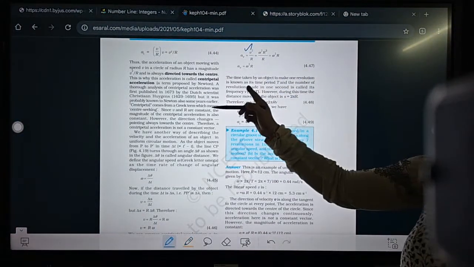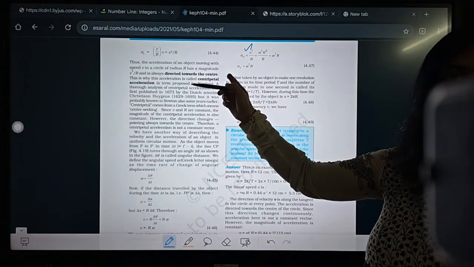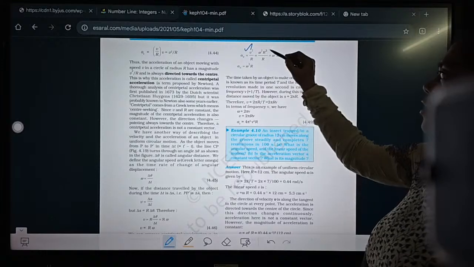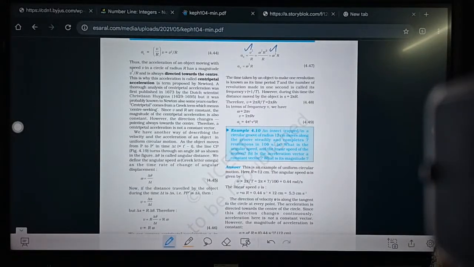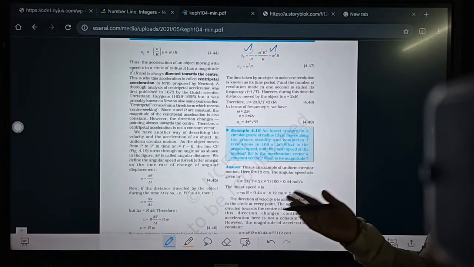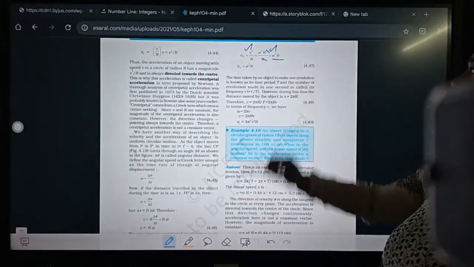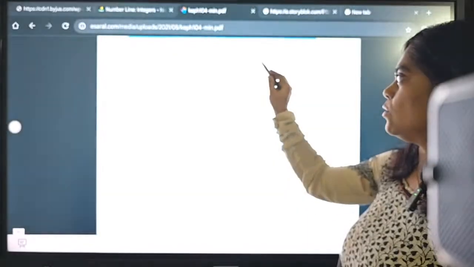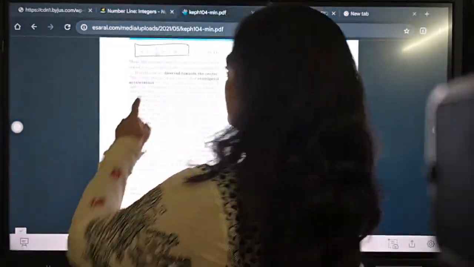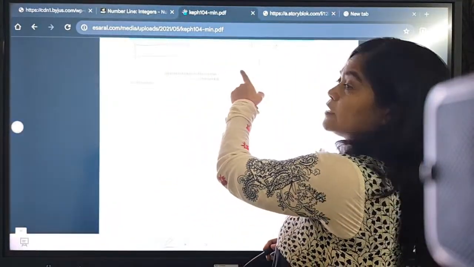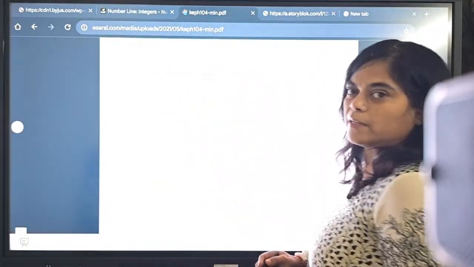Here V is the linear velocity, and you can substitute it in terms of the angular velocity. V is R omega. So V square will be R square omega square. Then one R gets cancelled, and it will be omega square R. So this is the centripetal acceleration in terms of linear velocity, and this is the centripetal acceleration in terms of angular velocity.